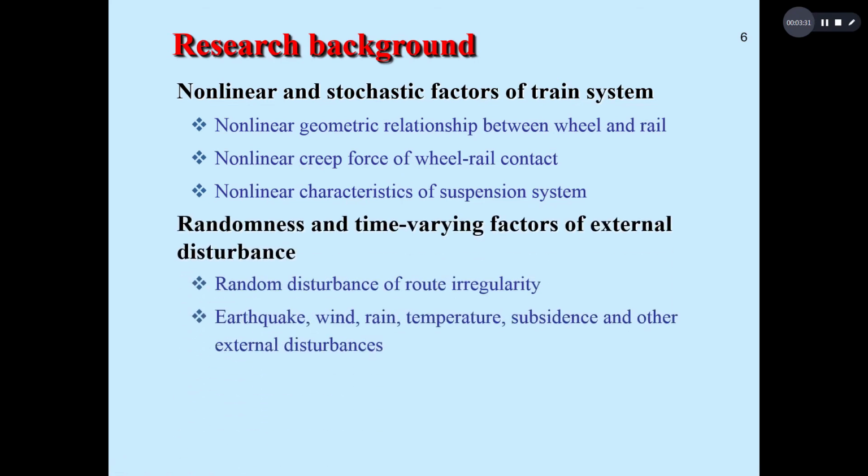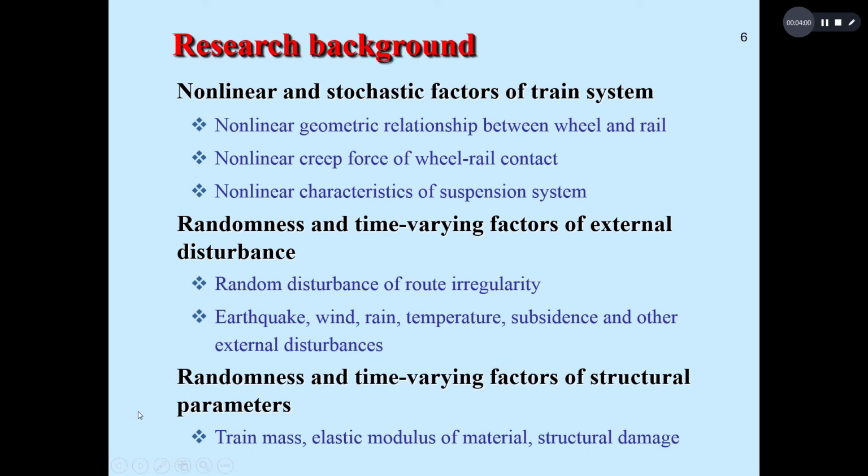Another big part is the randomness of the system and the time-varying factors of external disturbance. For example, the random disturbance of route irregularity, the influence of earthquake, wind, rain, temperature, subsidence, and other external disturbances for the operation of the high-speed railway.